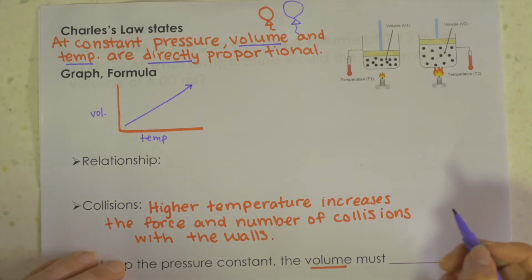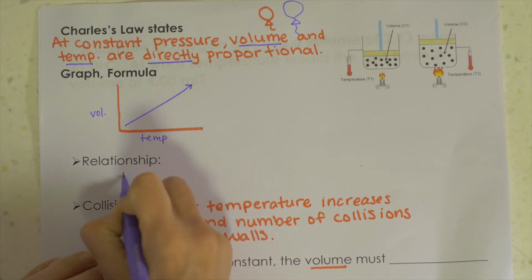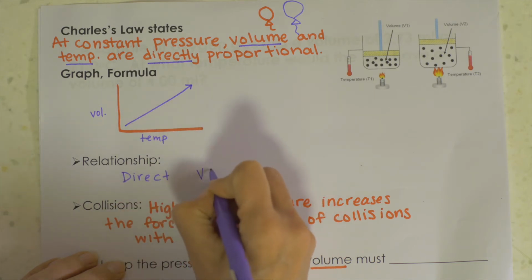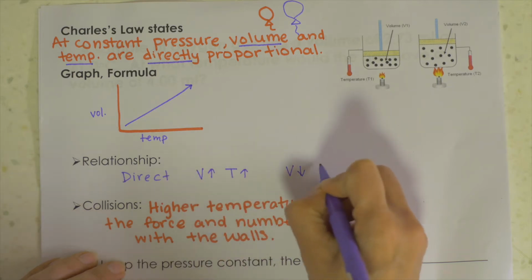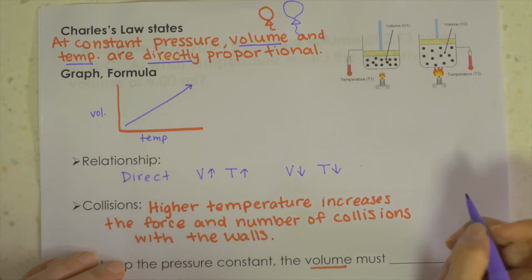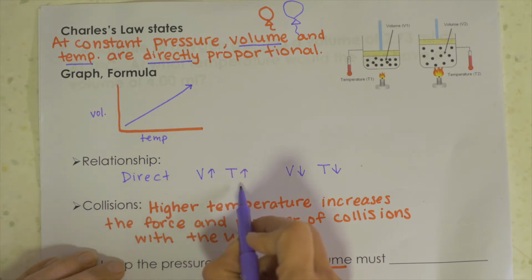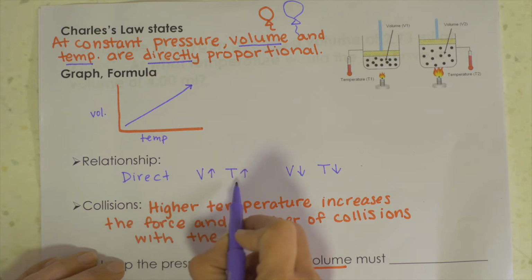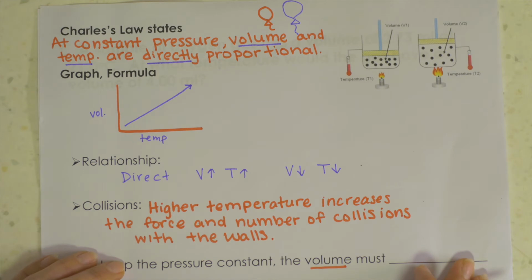Okay, so looking at our relationship again, we talked about it being a direct relationship. So volume goes up, temperature goes up. Volume goes down, temperature goes down. So there is a direct relationship, and it's a proportional direct relationship. If this is doubled, this will be doubled. If this is tripled, this will be tripled. If this is cut in half, that will be cut in half. And so you see it's even proportional as well as direct.